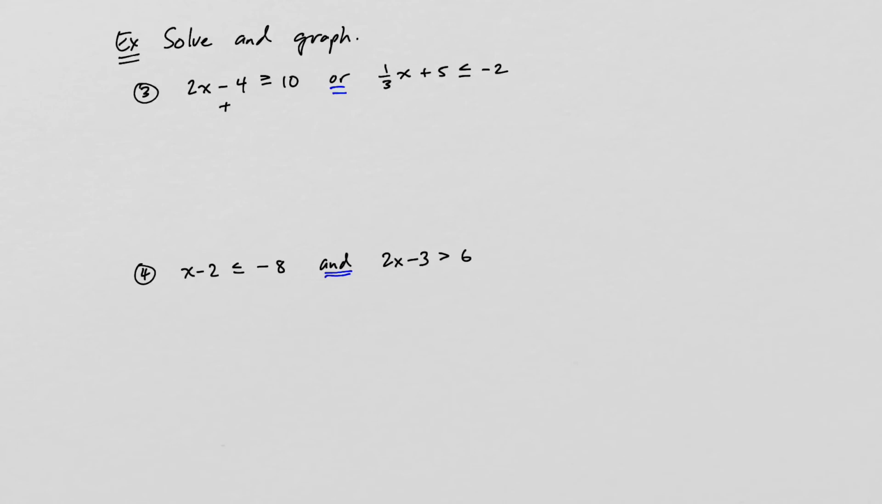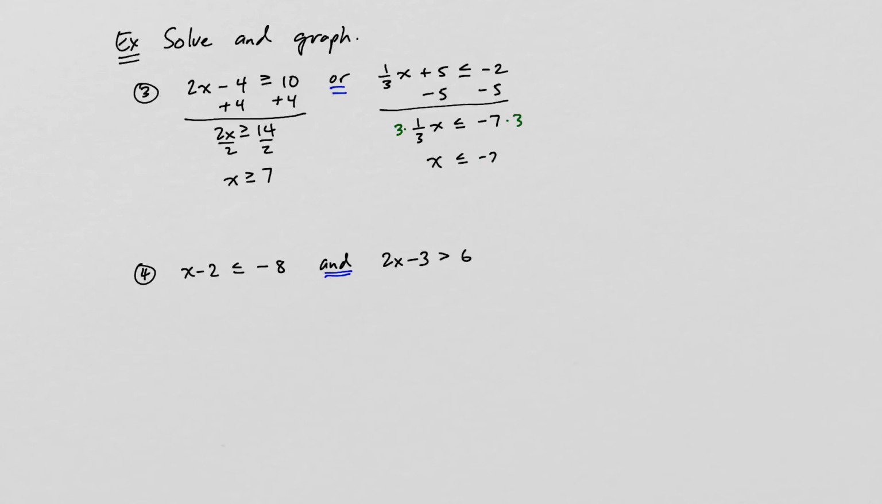So to do that, for the first one, I'll just add 4 to both sides. And this gives us 2x is greater than or equal to 14. Divide by 2, we get x is greater than or equal to 7. And then to solve the other one, we subtract 5 from both sides, which gives us 1/3 x is less than or equal to negative 7. And then we multiply both sides by 3, and that gives us x is less than or equal to negative 21. And so the solution is all the numbers that are either greater than or equal to 7 or less than or equal to negative 21.